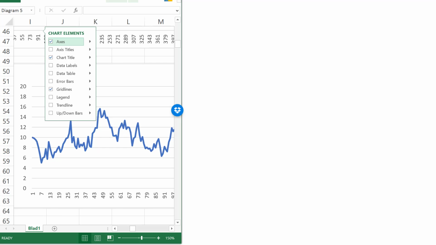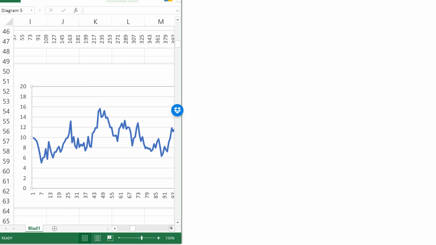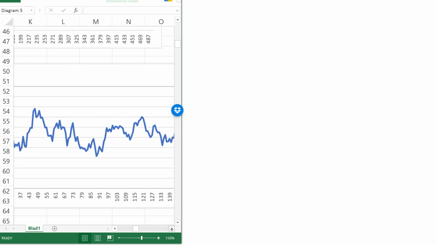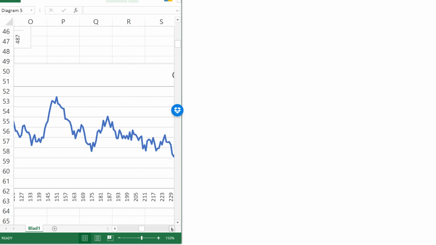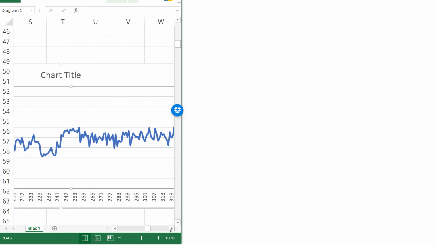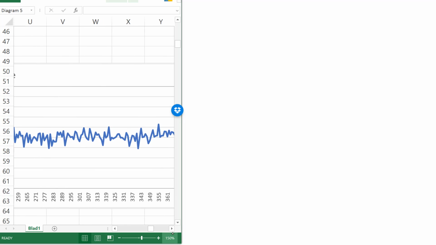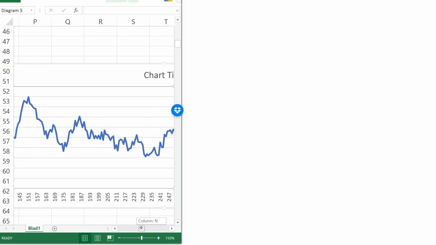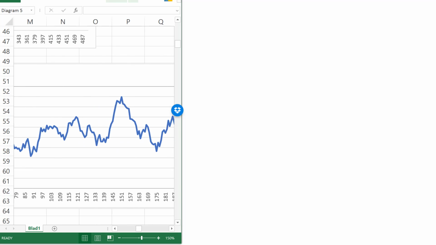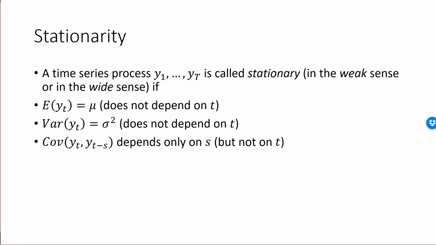If I look at this data set through a window, then initially it looks pretty stationary, but we can see that as I move along, then suddenly something happens. It doesn't look at all the same through this window as it does through this window. So this is not stationary.